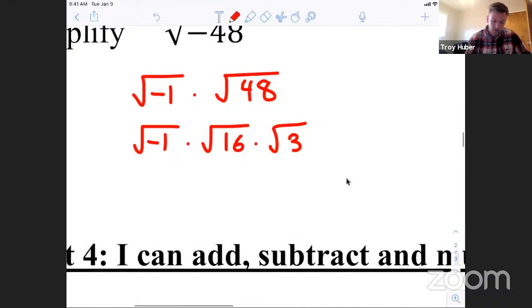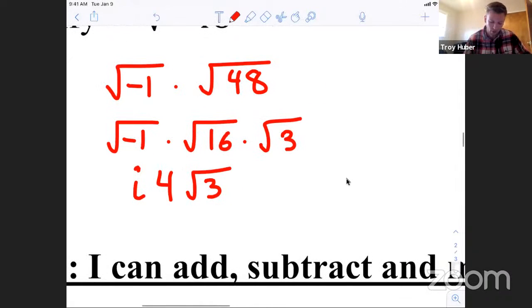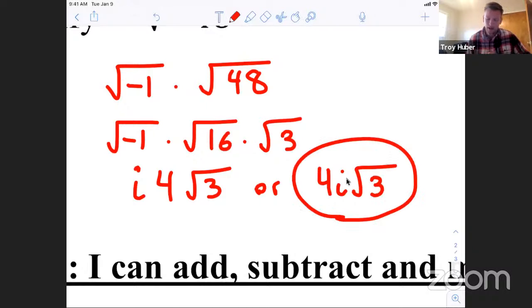All right, so square root of negative 1 is i. Square root of 16 is 4. And then we just leave that square root of 3 because that's not a nice number. So we could either write it like this or we could say 4i root 3. This is usually how you'll see it written with that i after.